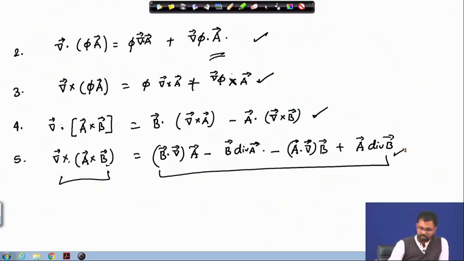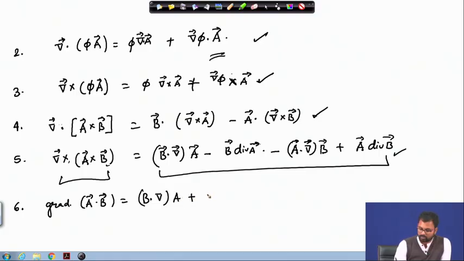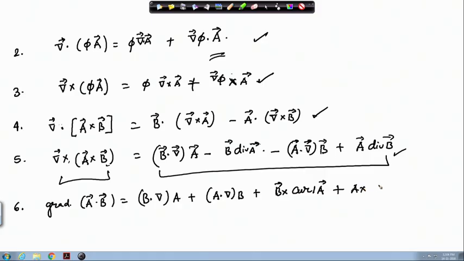Our next formula is the gradient of A dot B, which equals B dot nabla A, plus A dot nabla B, plus B cross curl of A, plus A cross curl of B. So, gradient of A dot B is equal to B dot nabla A, let us put a vector sign, and then plus A dot nabla B plus B cross curl of A and then A cross curl of B.